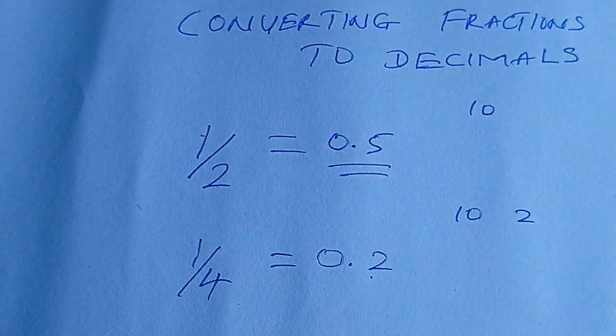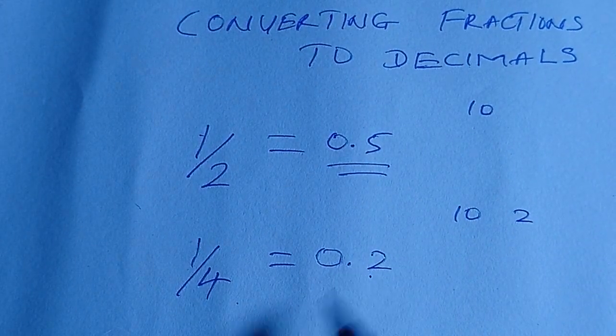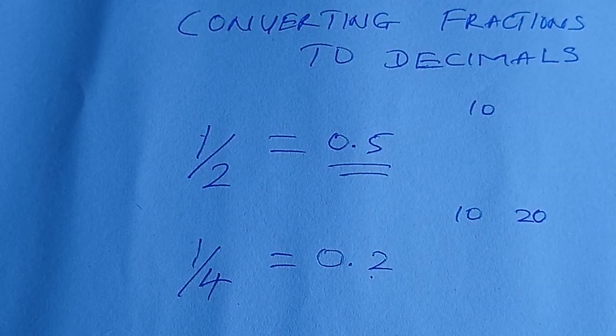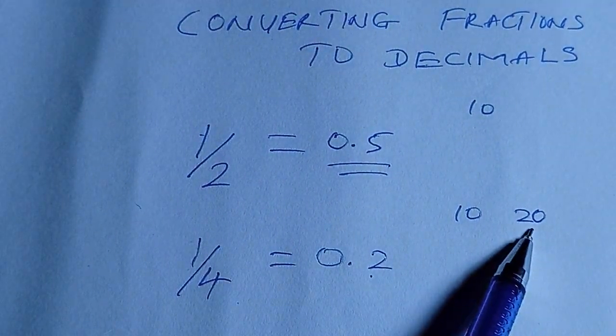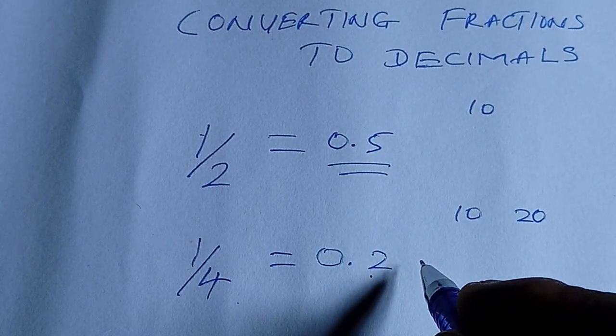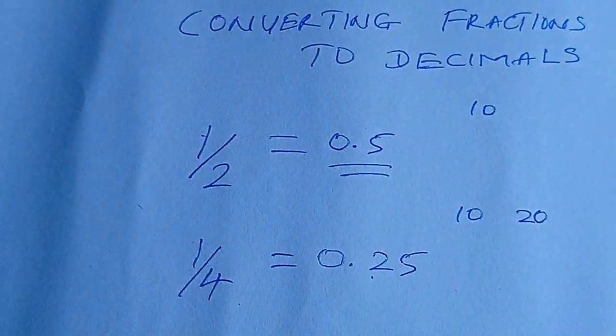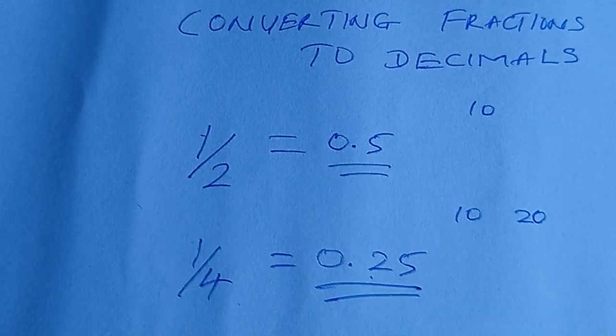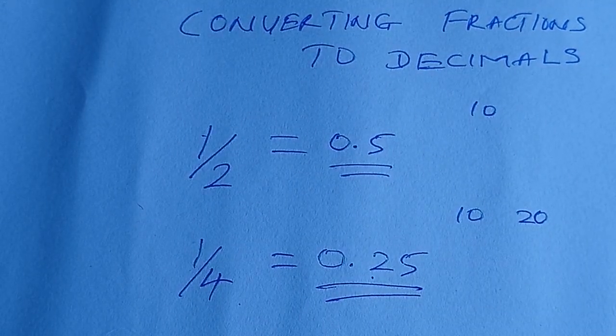Now the remainder is 2. 4 divide 2 cannot. Here we already have a point, so you just introduce a 0 to the 2, and it will become 20. 4 divide 20 will give you 5. So that's how it is, converting fractions to decimals. You can do that. We can go on and on.